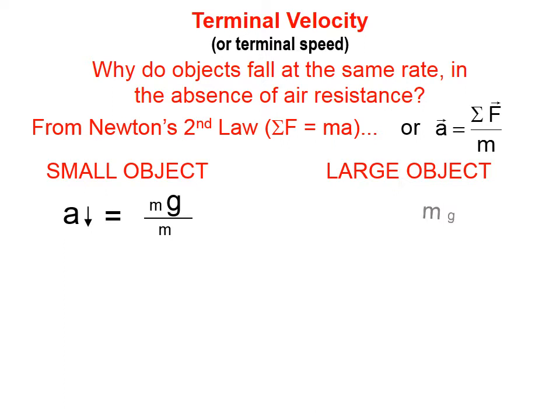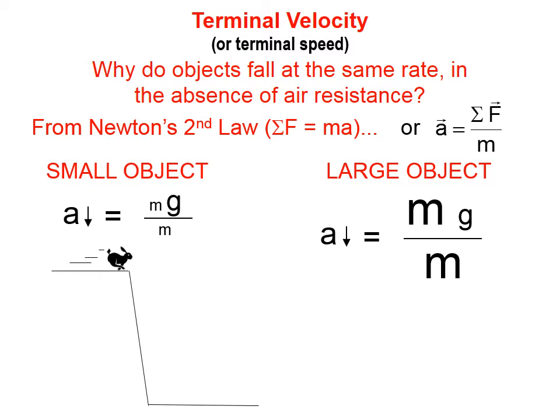For a large object that has a very big mass, we multiply that by the acceleration due to gravity. That is the net force on a large object in free fall. In other words, that is this numerator. But to find the acceleration, we have to divide that net force by the mass, and we get the same acceleration. Those two are exactly the same.